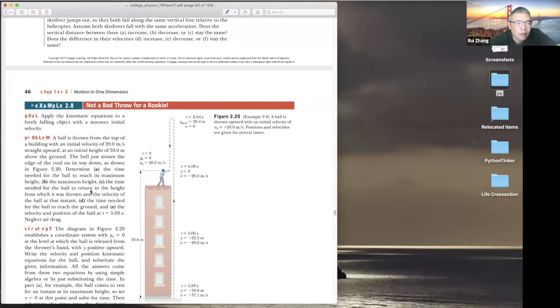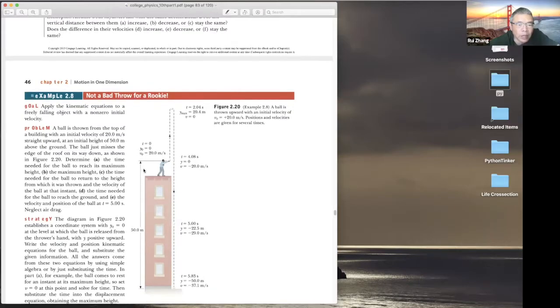In this case, a ball is thrown from the top of a building, like right here, with initial velocity 20 meters per second, straight upward, like this. Now the ball just misses the edge of the roof on its way down, as shown. So basically it goes up, and when it goes down, it does not fall back to the top, but goes all the way down to the ground, okay.